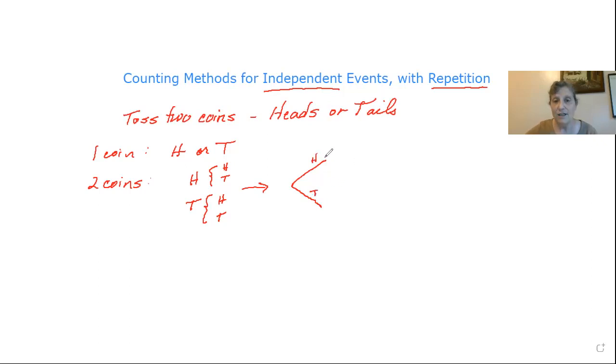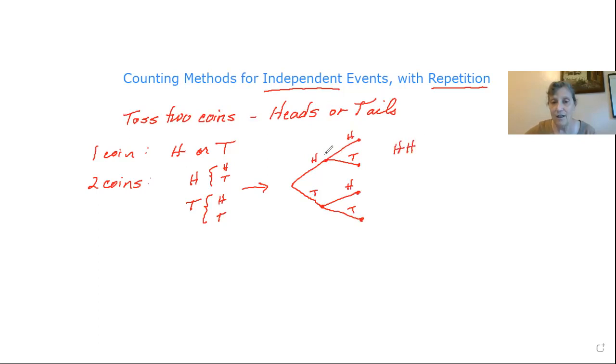So the first one could land on a head or a tail, and the second one could land on a head or a tail, regardless of how the first one landed. So we have to make a branch for the first one landing on a head, and then the second one could be a head or a tail. Or the first one could land on a tail, and then still the second one could be a head or a tail. So there's actually 4 possible outcomes here.